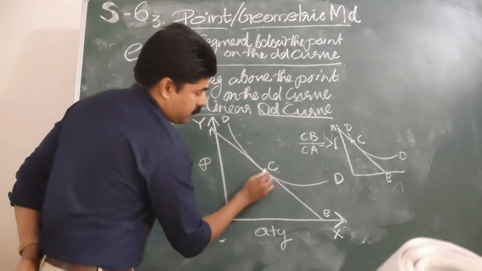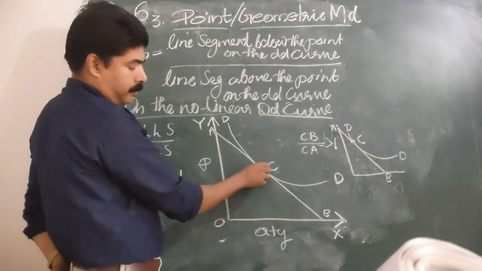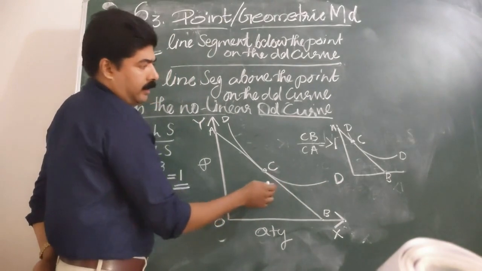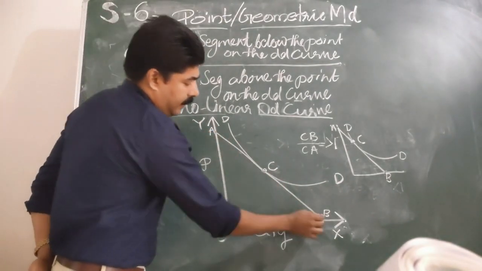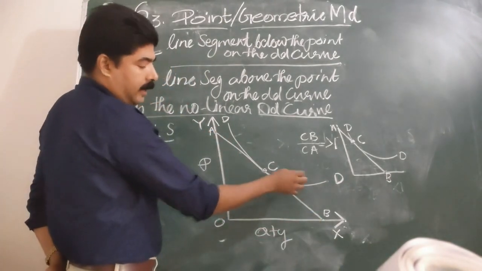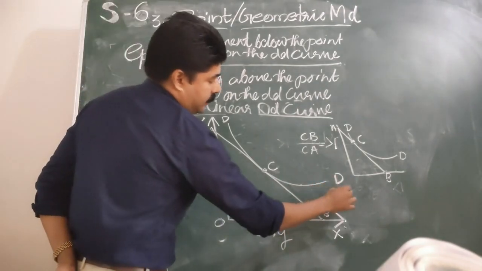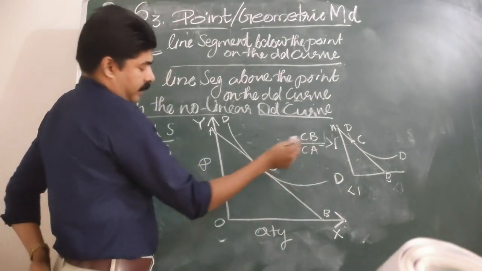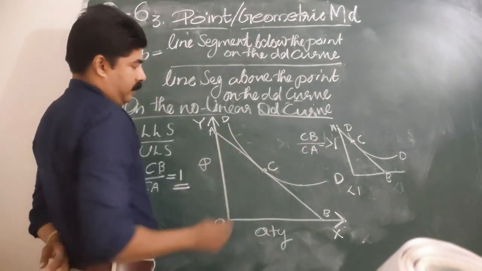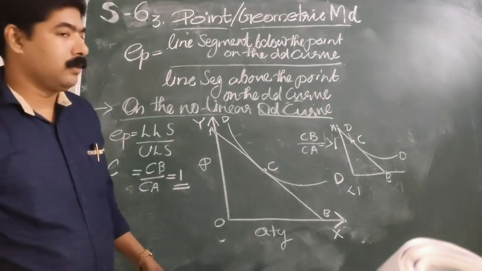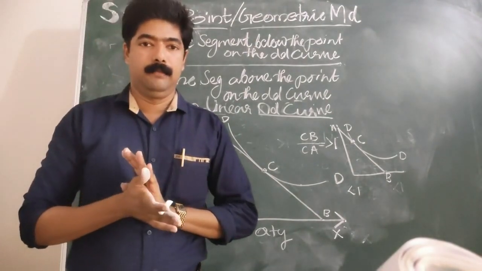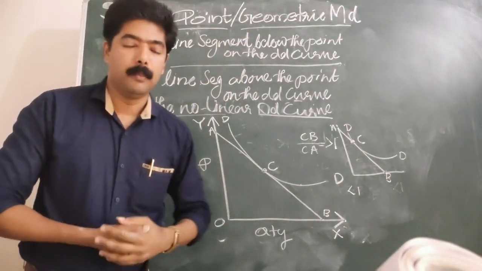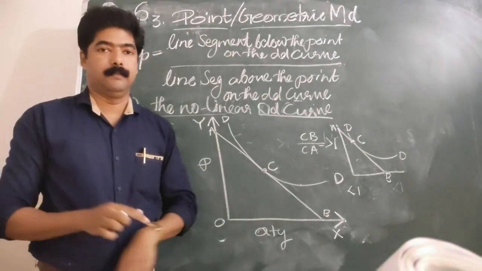Similarly, if a point is anywhere below this point C, which is the center and equals 1, we can also make a line that is tangent to those points, and the value will be less than 1. So less than 1, equal to 1 and greater than 1. In this way, we can calculate the price elasticity under the geometric method or point method. I think we are clear.